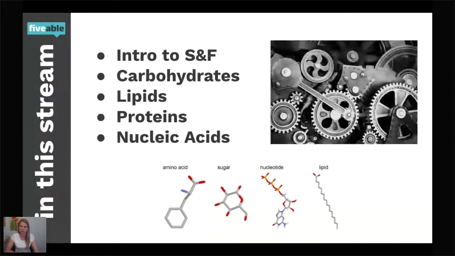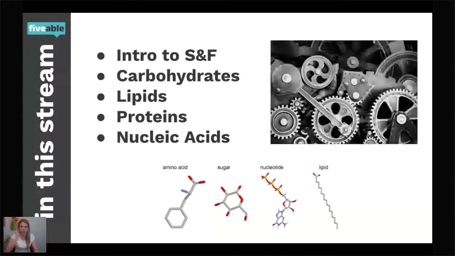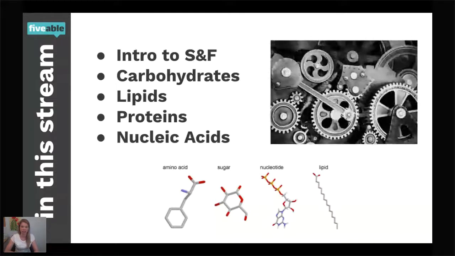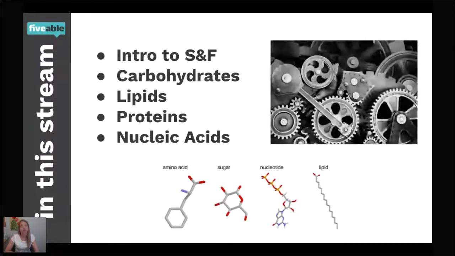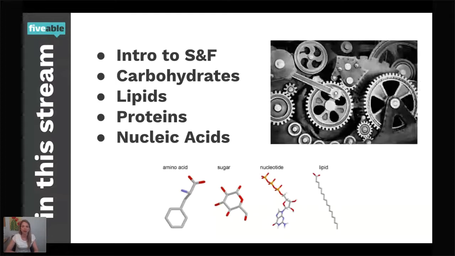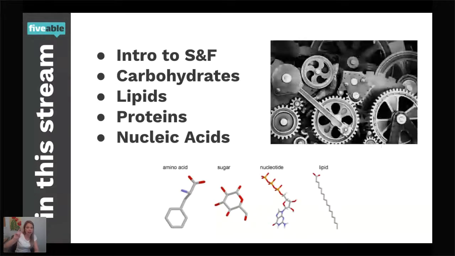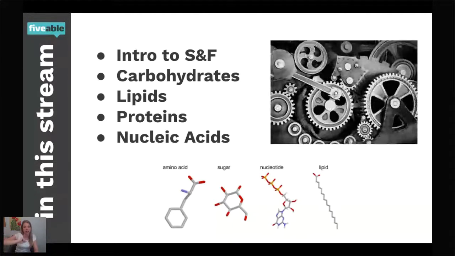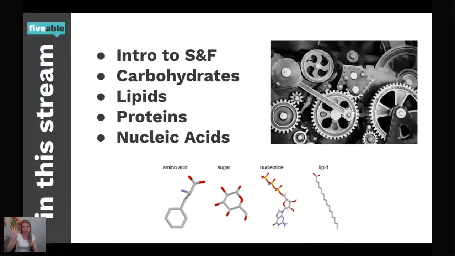And it can seem very abstract, like your teacher just says structure and function, and you're like, what? So we're going to go over that a little bit, and then we're really going to get into the structure and the function of carbs, lipids, proteins, nucleic acids.